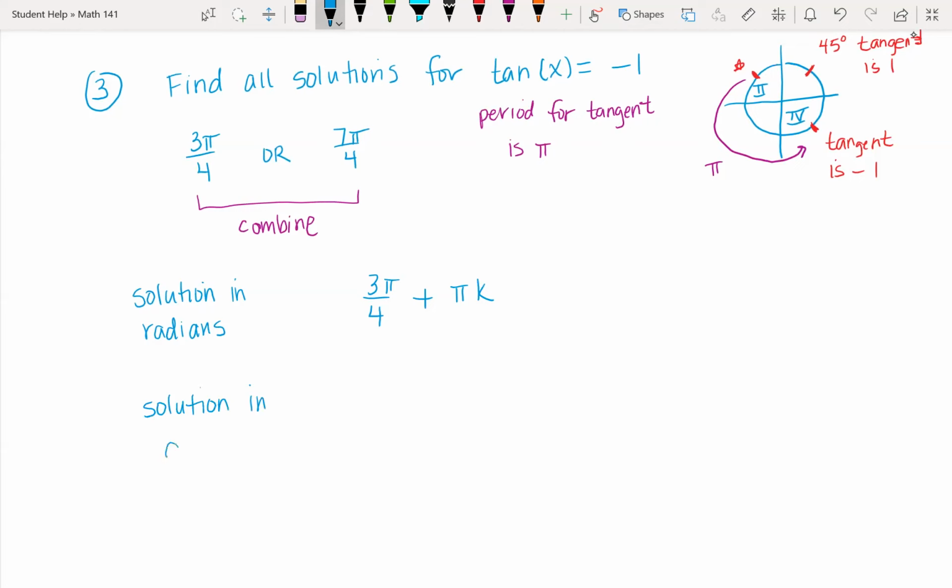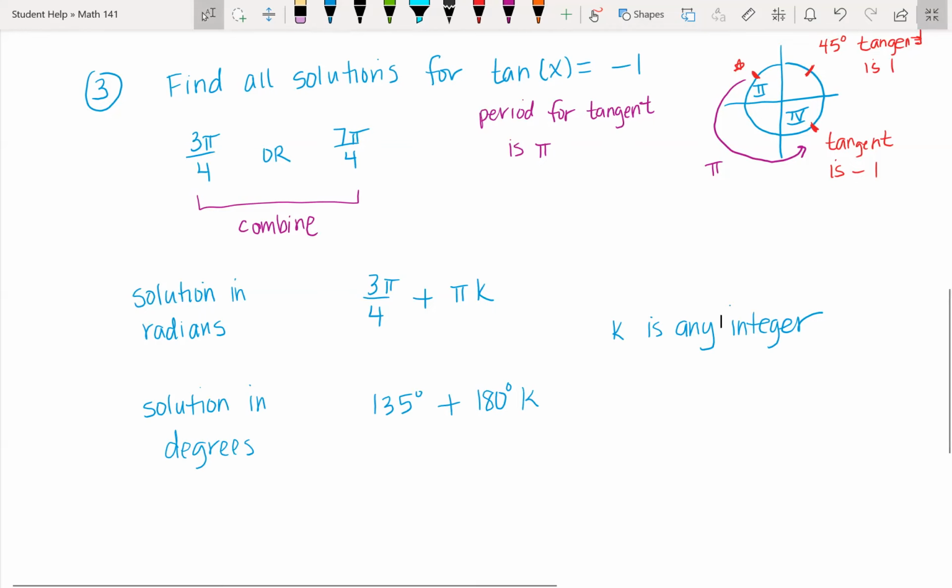In degrees is 135 degrees plus 180 degrees times k. And k is any integer. All right, so this is the first set of examples that are fairly simple.